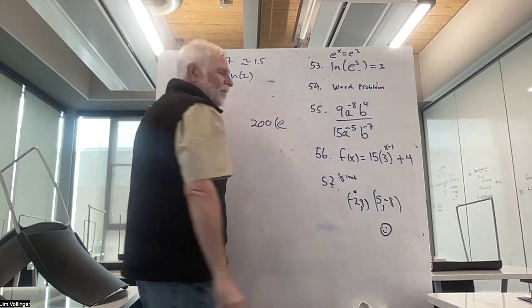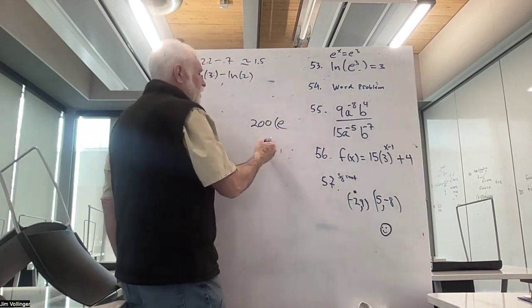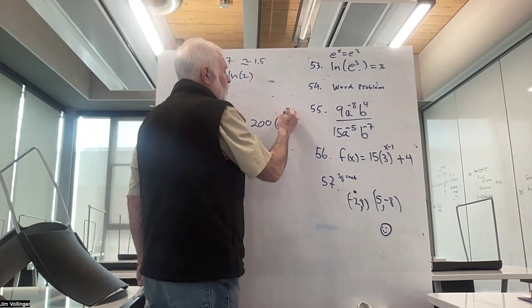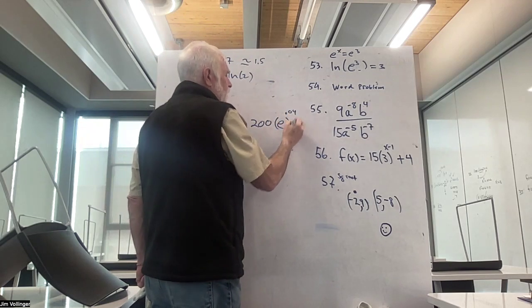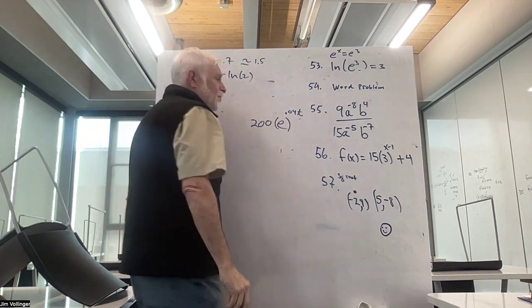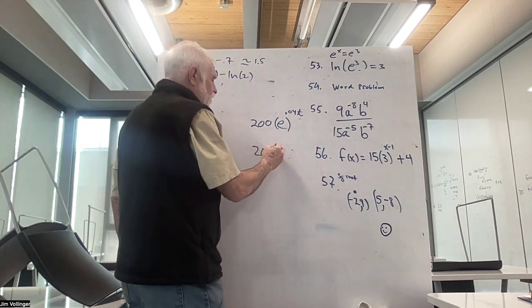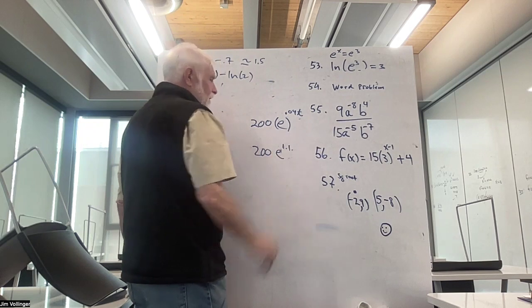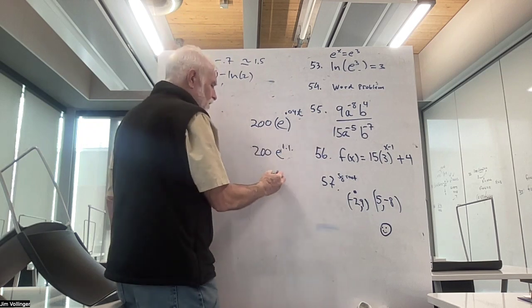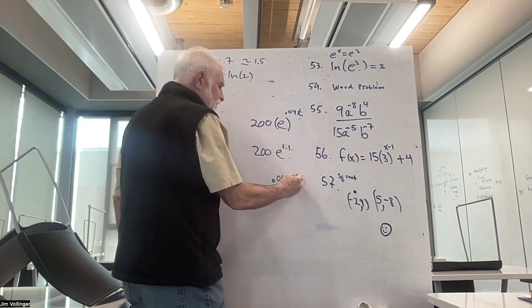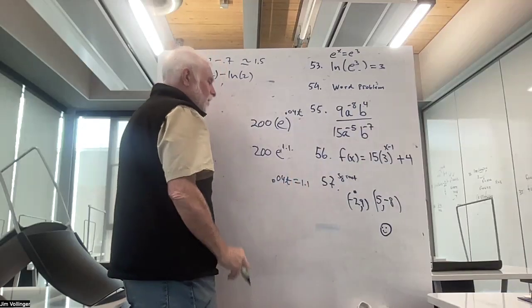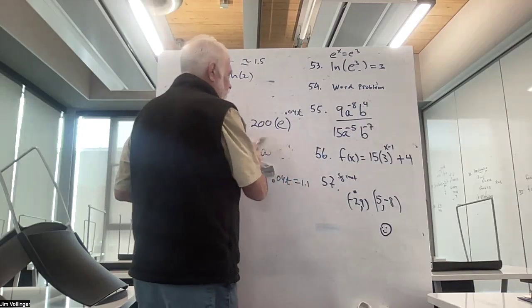And it's compound interest. And the interest is, at this point in time, 0.04. And how many years will it take to triple? Well, if I want it to triple, then I want 200e to the 1.1. I think 0.04t has to equal 1.1.